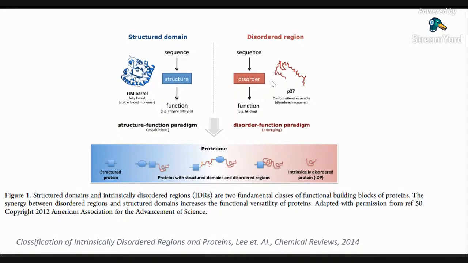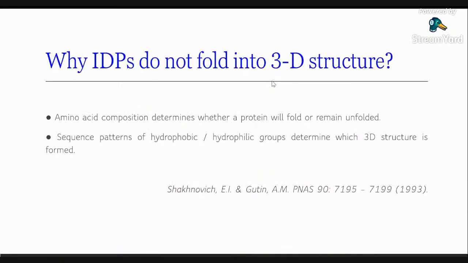Many people are carrying out experiments, and many theoretical people are also using computational tools and developing web servers and databases on IDPs. So the most important question that comes to our mind is, why do IDPs not fold into a 3D structure? What is the reason behind it?